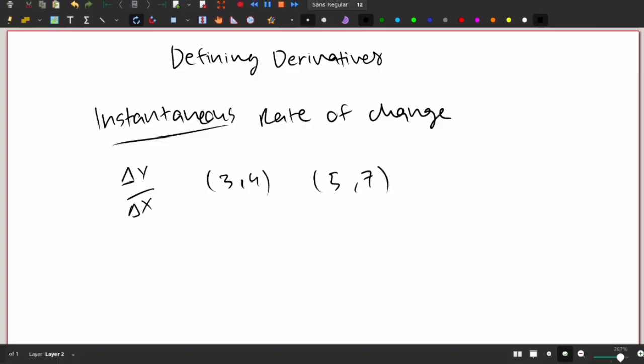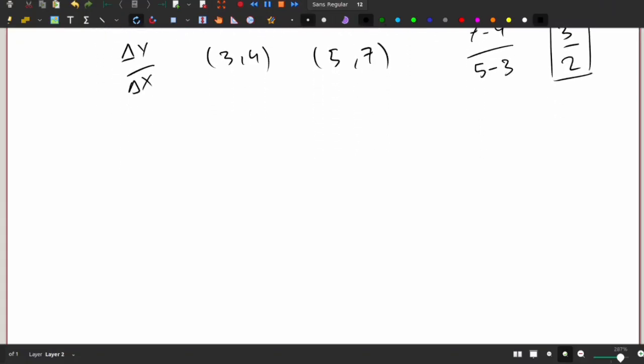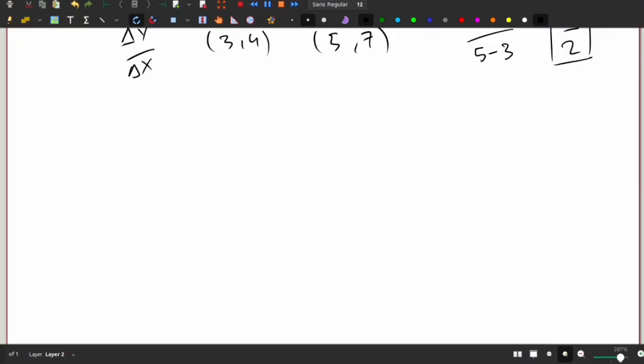all you have to do is find the change in y, which is 7 minus 4, and divide it by the change in x, which is 5 minus 3. This would yield 3 over 2. However, the average rate of change doesn't tell us about the change of a function at any particular point in time, only over the given interval from 3 to 5.